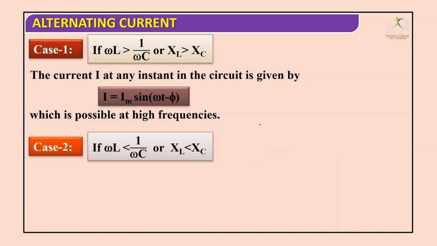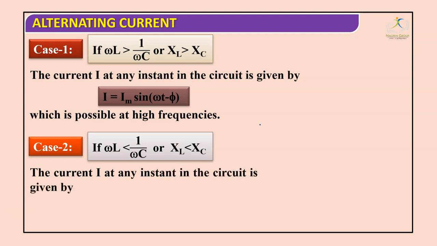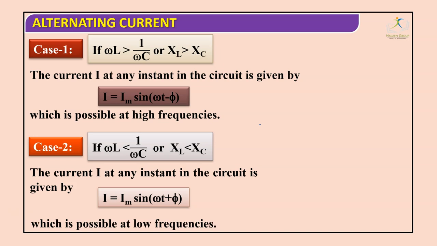Case 2: if ωL is less than 1/ωC, for that case XL is less than XC. In this case, the current I at any instant in the circuit is given by I = Im sin(ωt + φ), which is possible for low frequency. So one thing you have to keep in mind: XL greater than XC is possible for a high frequency.